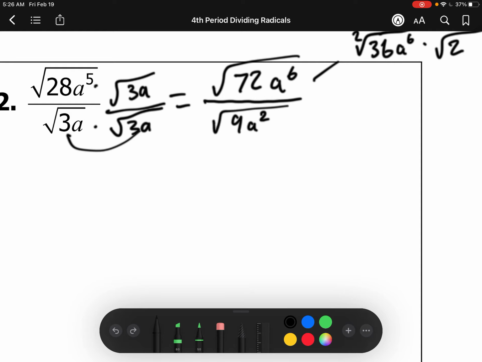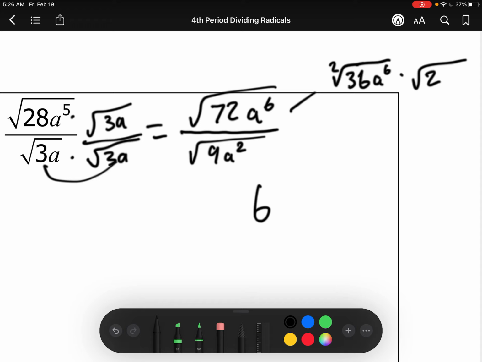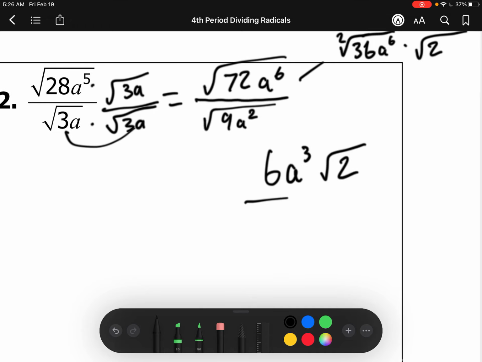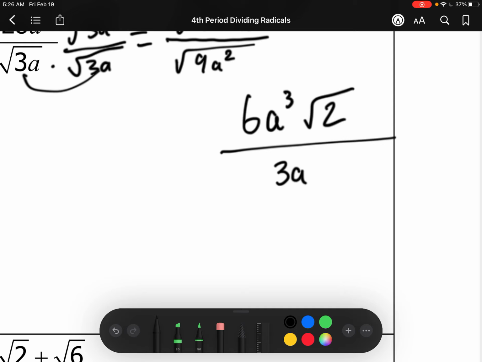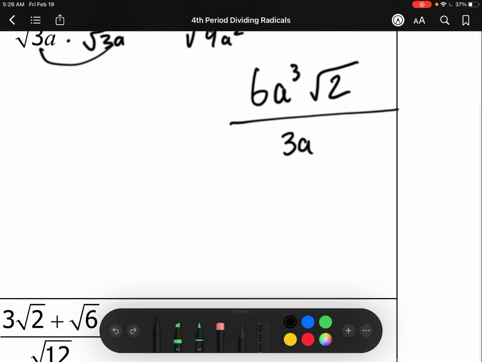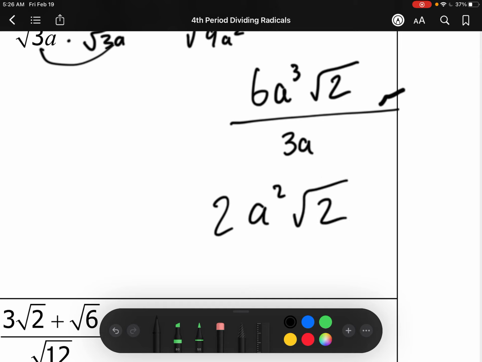The square root of 36 is 6. And the square root of a to the 6th power is a to the 3rd power. So I have 6a to the 3rd power times the square root of 2 divided by the square root of 9a squared, which is 3a, right? And then these are divisible, so we can simplify further. 6 divided by 3 is 2. A to the 3rd power divided by a is a squared. And then times the square root of 2. So this is our final answer here.